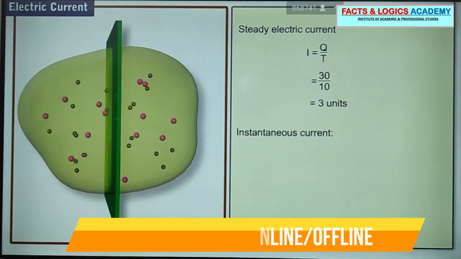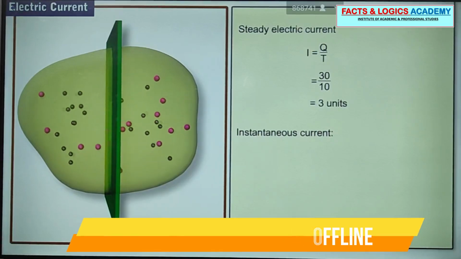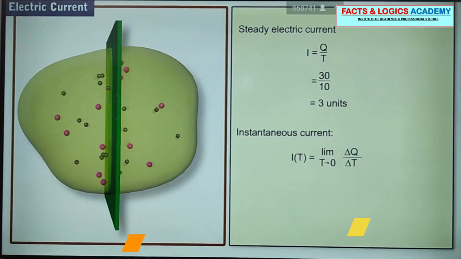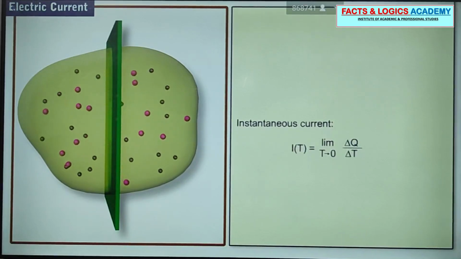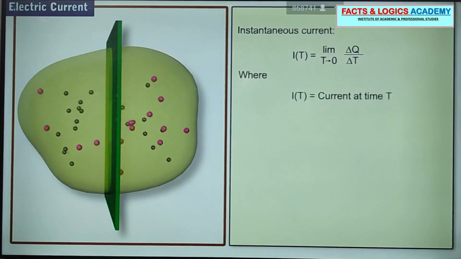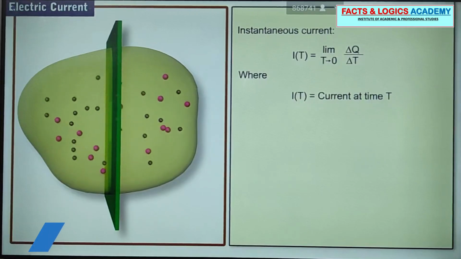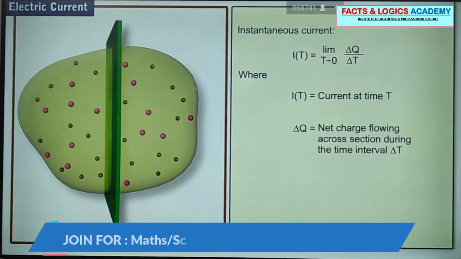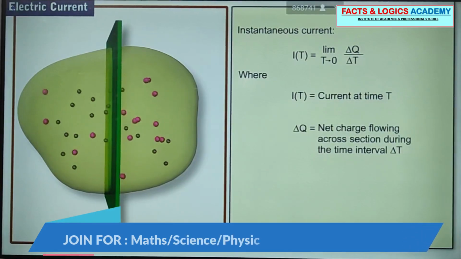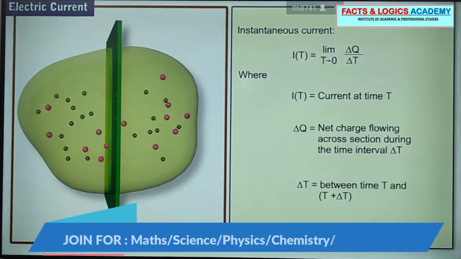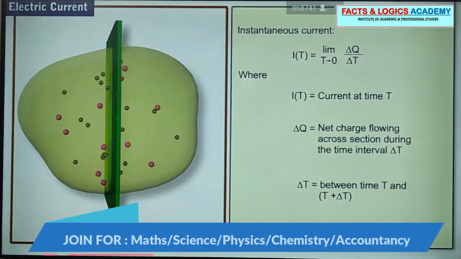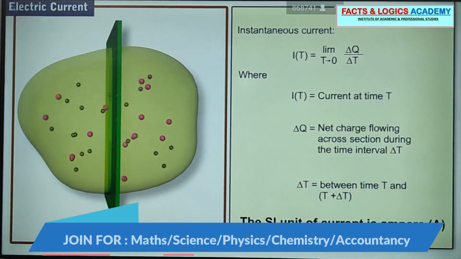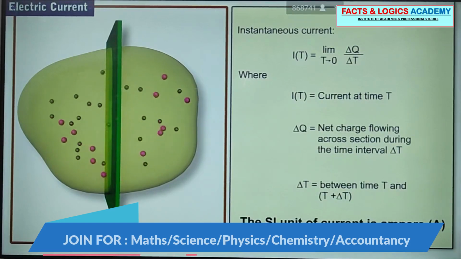Instantaneous current at any time t is expressed as I(t) is equal to limit delta t tending to 0 of delta Q by delta t, where I(t) is the current at time t. Delta Q is the net charge flowing across the section during the time interval delta t, that is, between time t and t plus delta t. The SI unit of current is ampere and is represented by A.